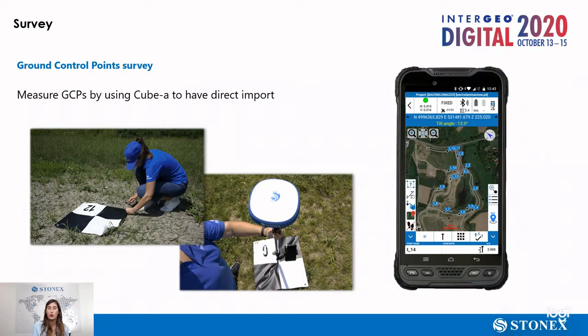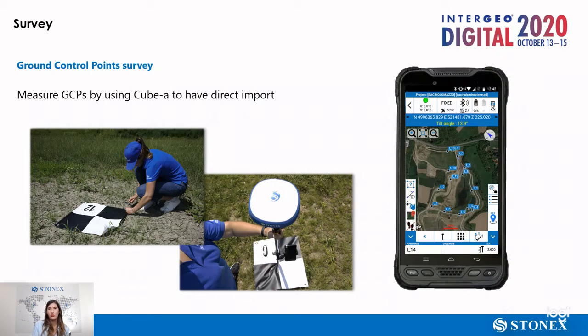Now we have exported our mission. We load the mission on our controller. We go in the field and we collect some ground control points. So we set in the field some targets before flying with the UAV drone, of course, because these targets must be visible in the photos.